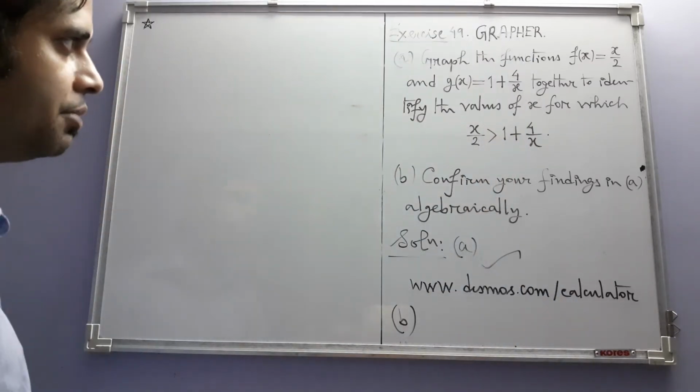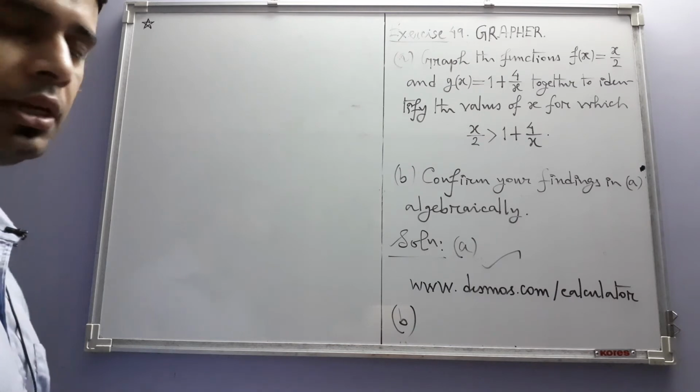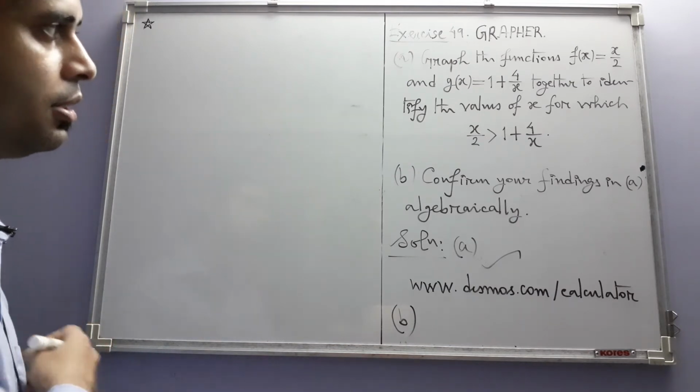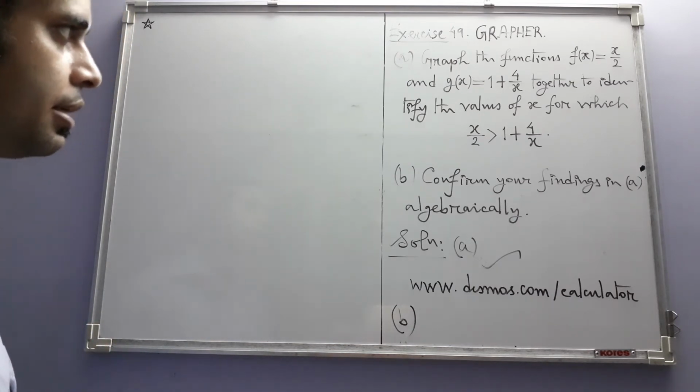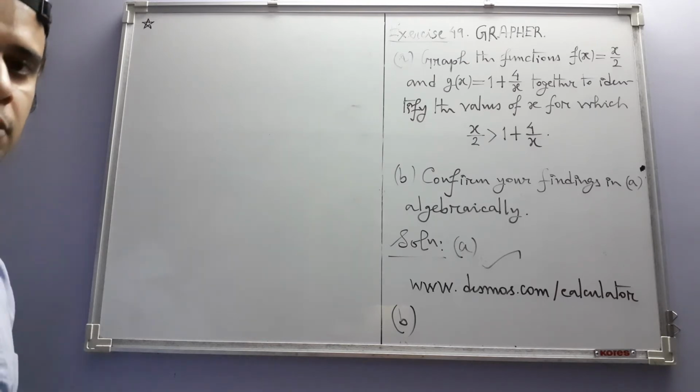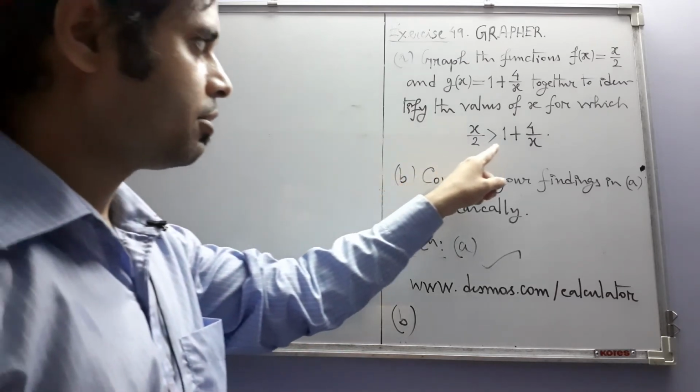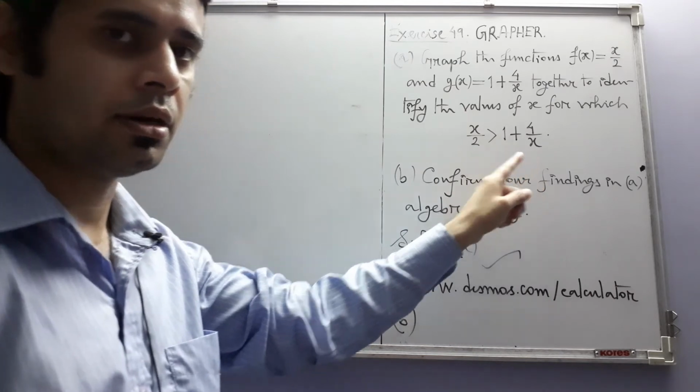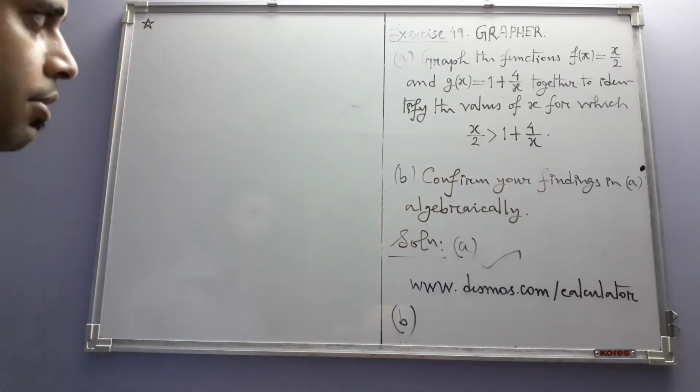So in part B, we have to solve this inequality algebraically. Now note that this inequality is a little different from what we have seen so far. It's because here we have x in the denominator, so we have to be careful.